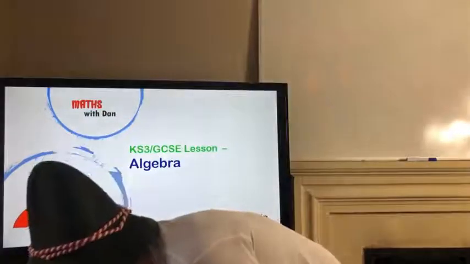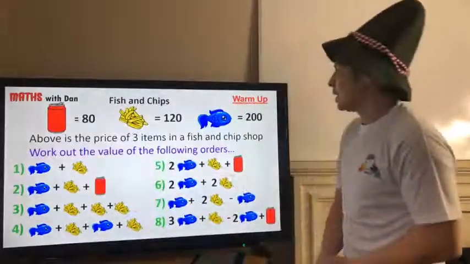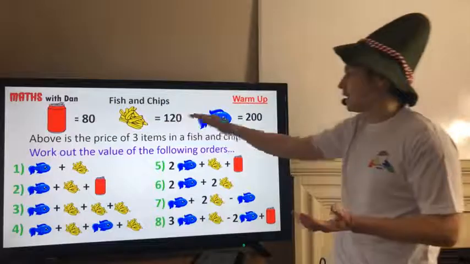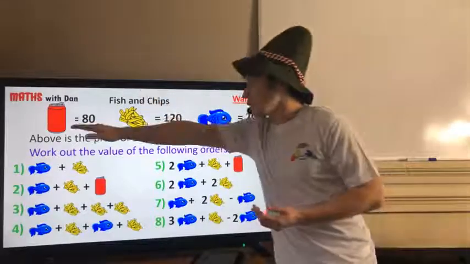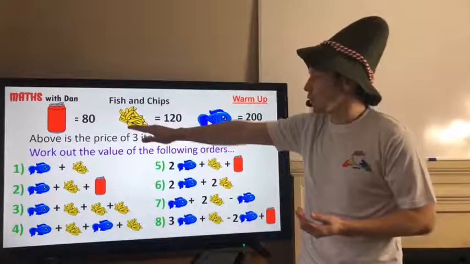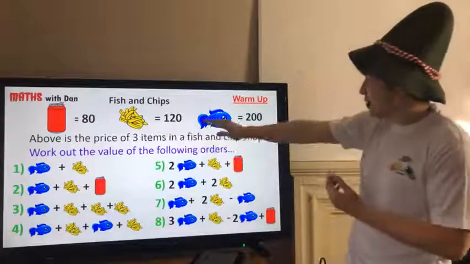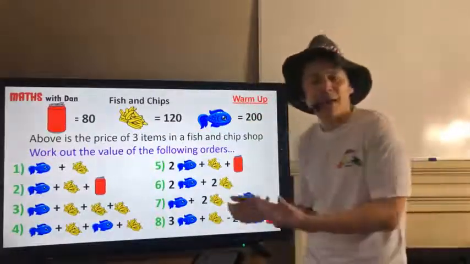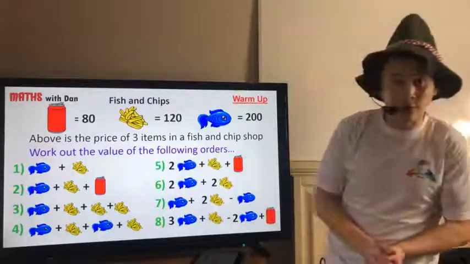So, we're going to start with our nice little warm-up here, okay? We're in a fish and chip shop. This is what we are selling things for. A can of drink costs 80p, a portion of chips costs £1.20, and fish costs £2, or 200 pence. So put it all into pence to make it a bit easier to work with.